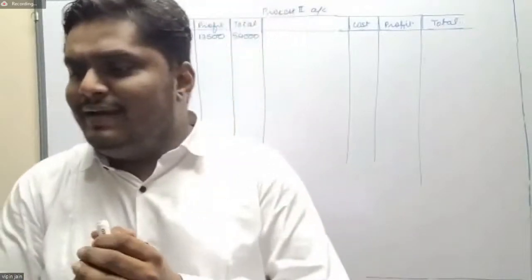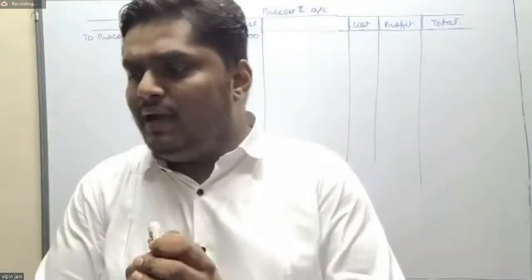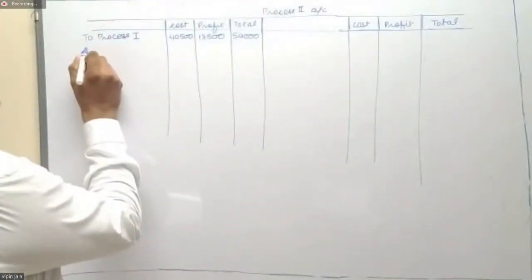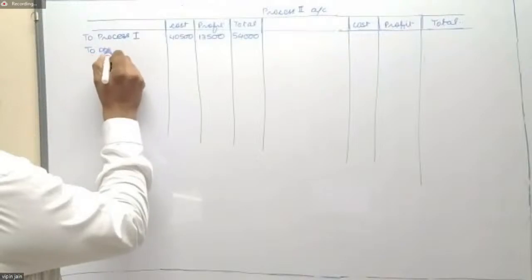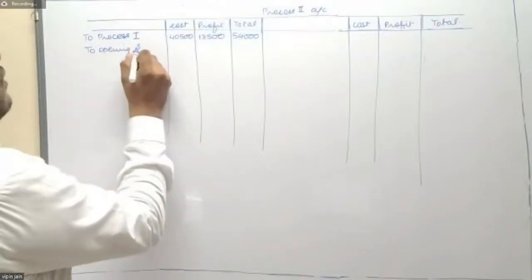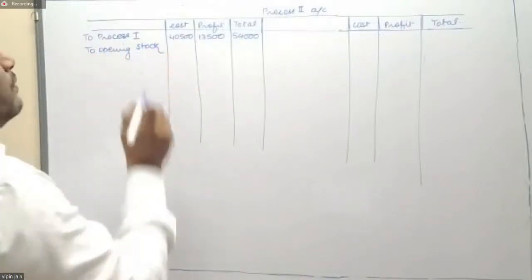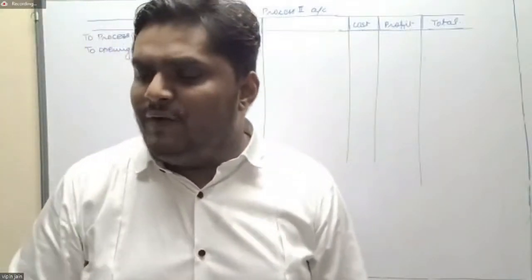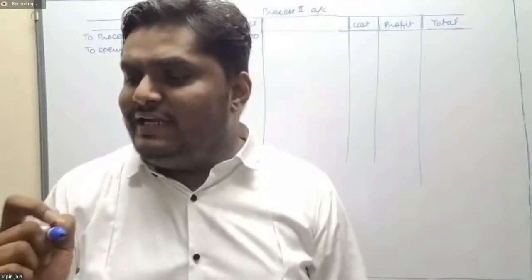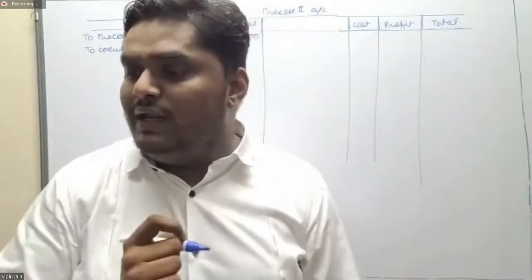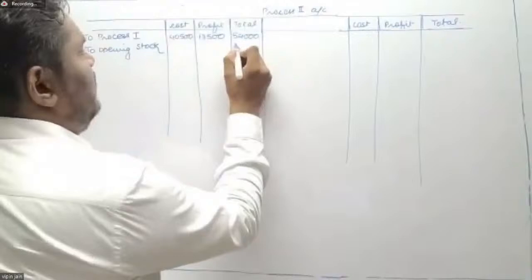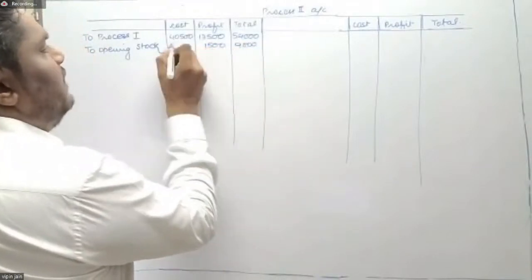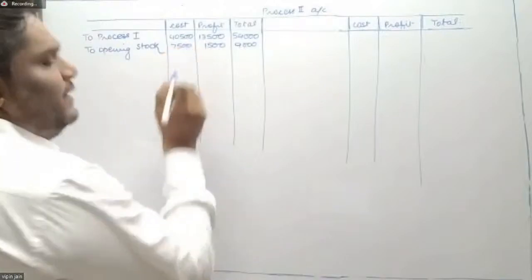So let's start guys with process second account. So herein the opening stock is given, and that is 9,000. And further it is given in the question that inter-process profit included in opening stock is 1,500. So 9,000 minus 1,500, so this will be 7,500.